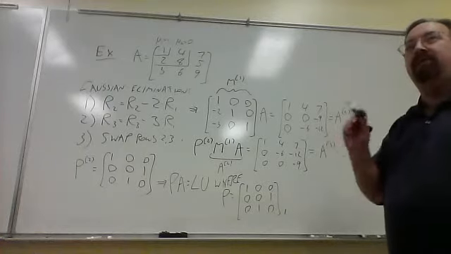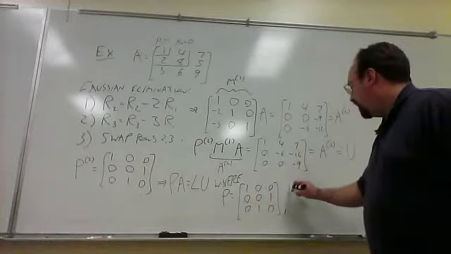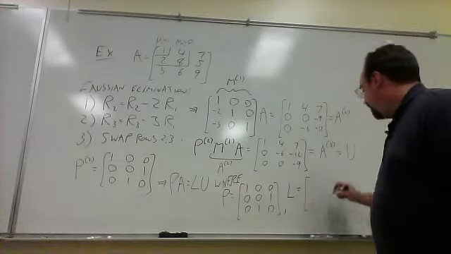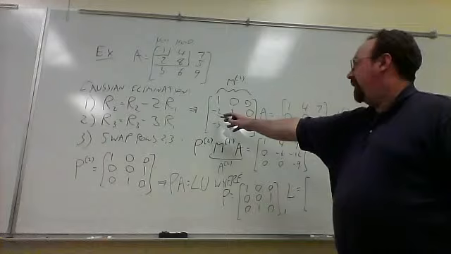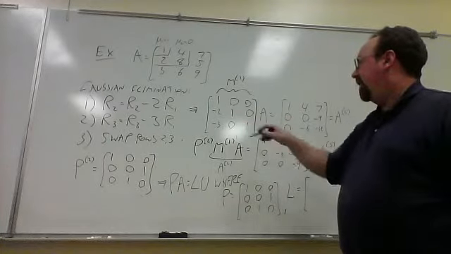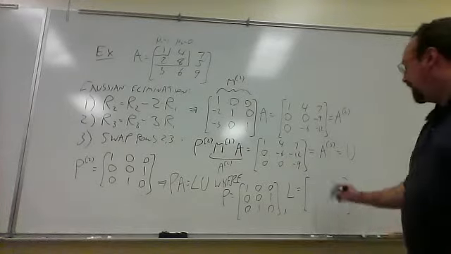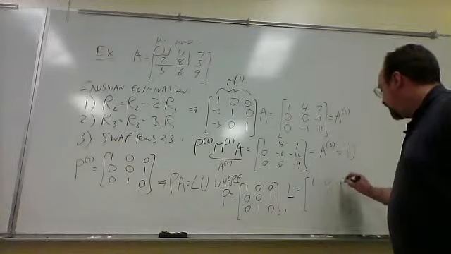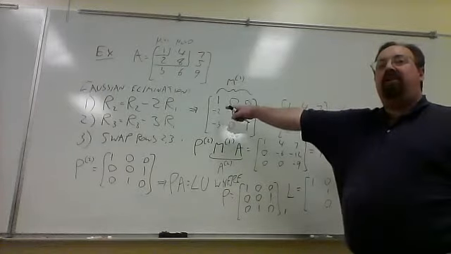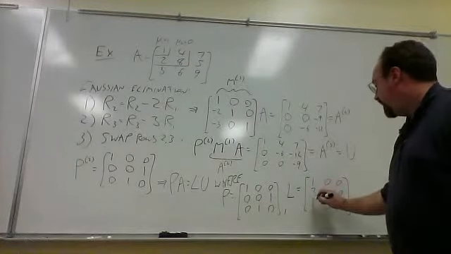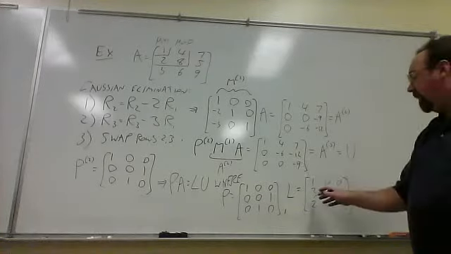But here's, I think, the most interesting aspect of this example from an implementation point of view. What does our L look like? Well, here are the multipliers we had before. We had multipliers of 2 and 3 here, and then that's all we needed. But in our final PA equals LU decomposition, it's unit lower triangular. We have nothing here because we didn't need to do anything. And the multipliers swap. So I actually have 3 and 2. So this is your final L matrix.